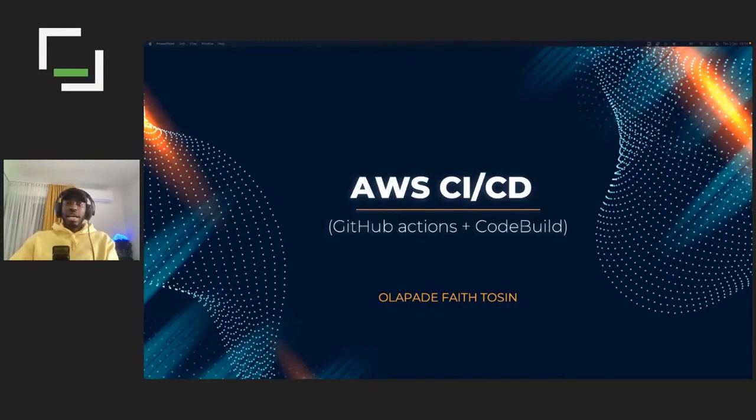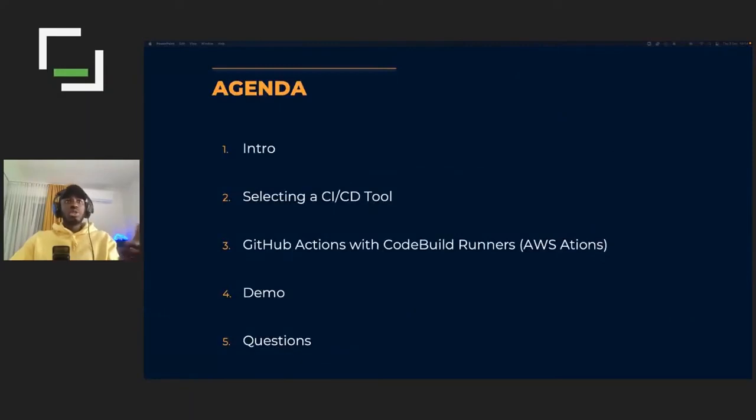I would start with an introduction, of course, not going too deep into the CI/CD because I think almost everyone here understands what CI/CDs are for, but I will just give a TLDR and then move on. Of course, selecting CI/CD tools, speaking on GitHub Actions, CodeBuild runners, and general AWS Actions, apart from the CodeBuild action, of course. And then we'll do not a quick demo, but a very interesting demo. And then I'll take questions, and then we can see how we develop from there.